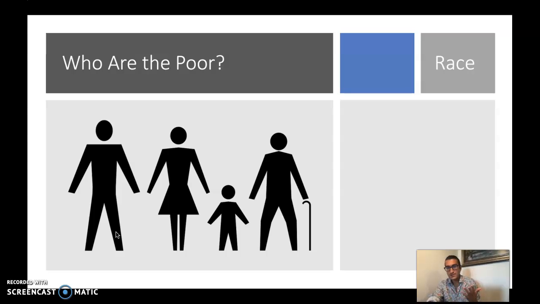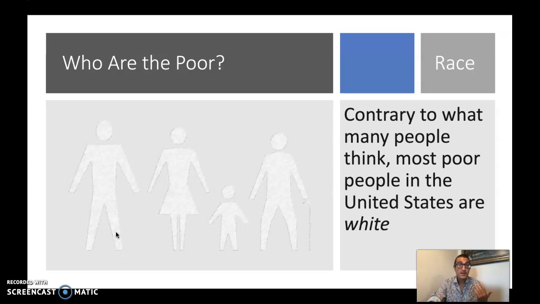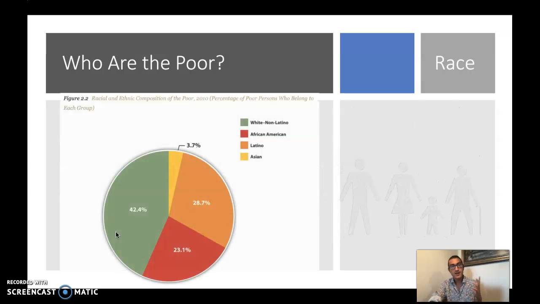So let's talk about race. Who is poor in the U.S. in terms of race? Well, most people think that the majority of poor people in the United States are people of color. Actually, that's false. The majority of people who are living in poverty in the United States actually are white. Now, how could this be? Well, let's take a look at this particular graph here. And again, this is from 2010, so a little dated, but these numbers are fairly consistent with today.